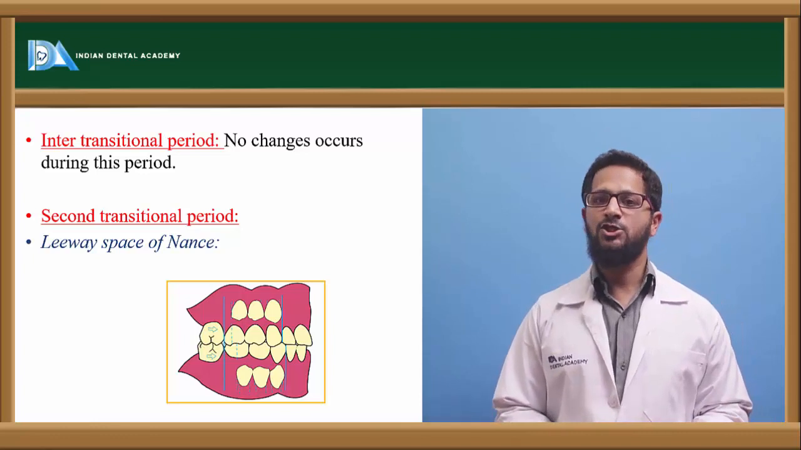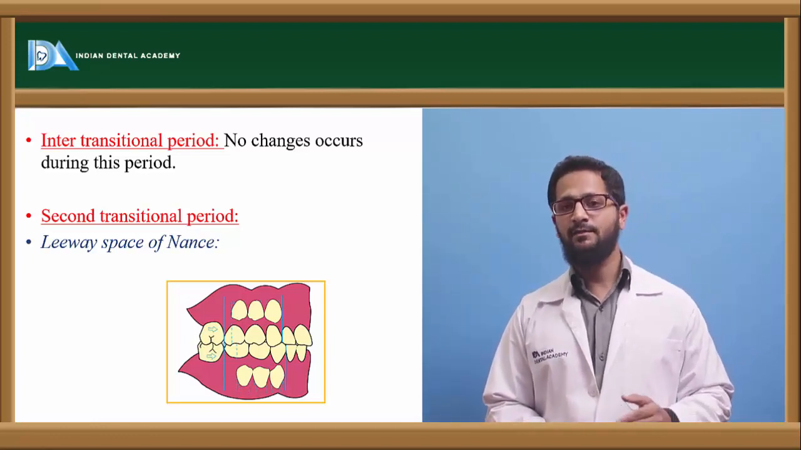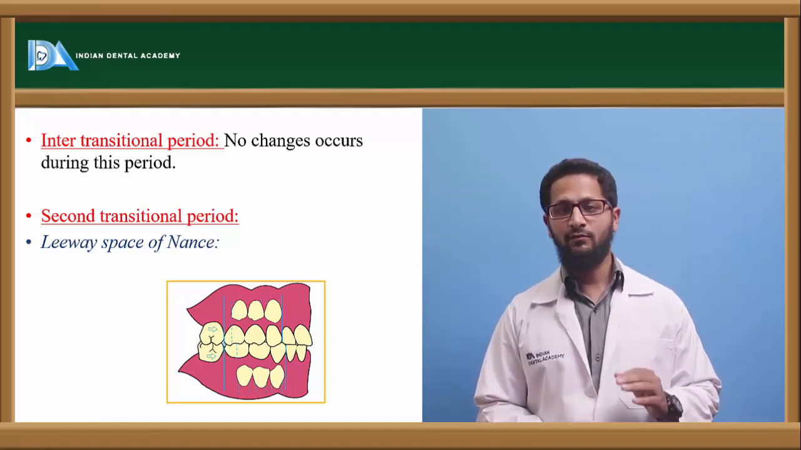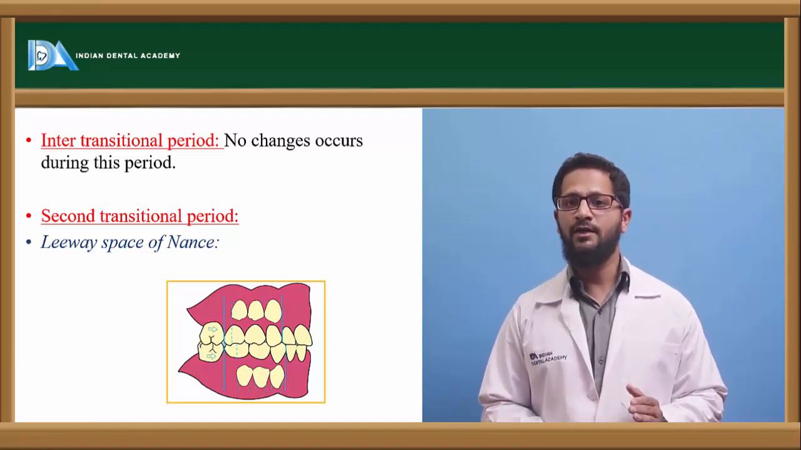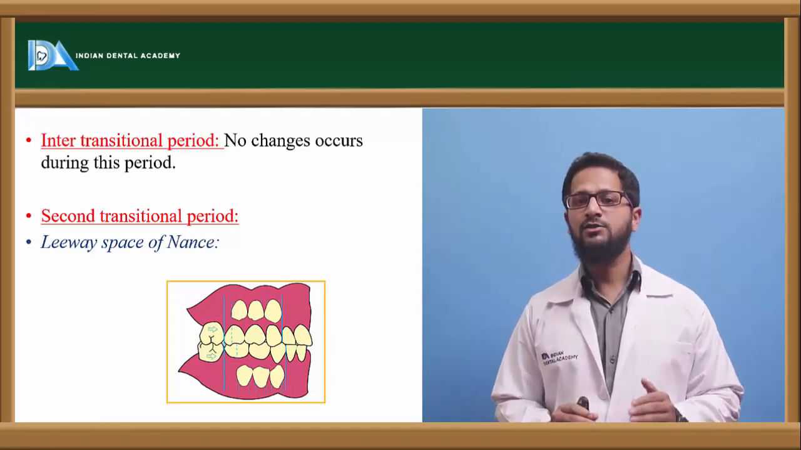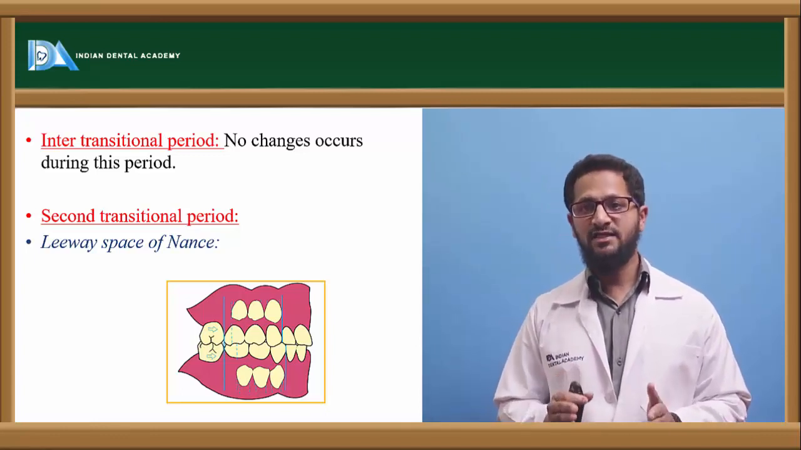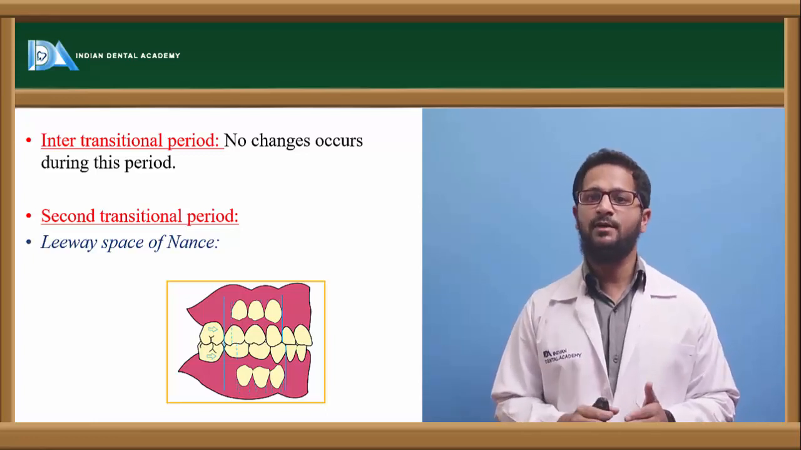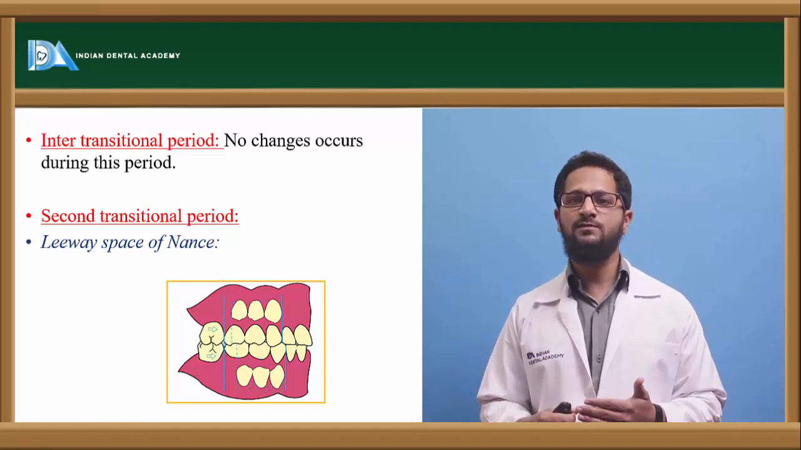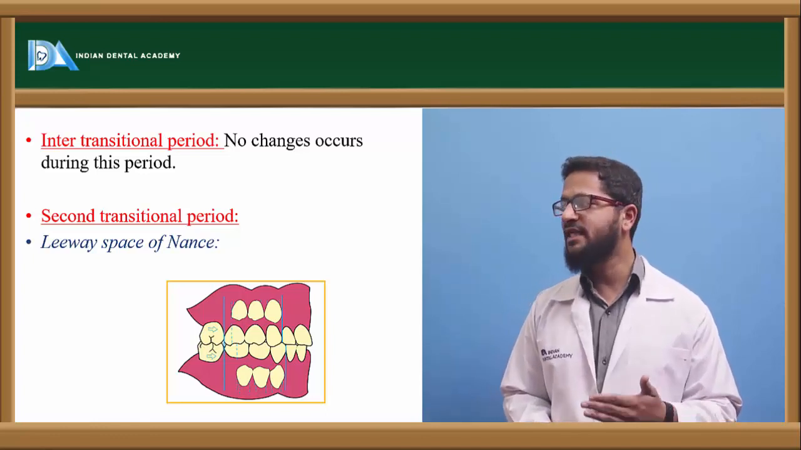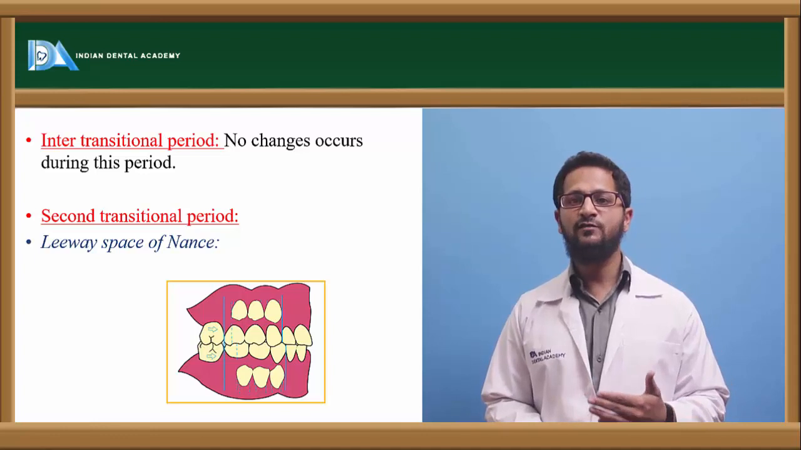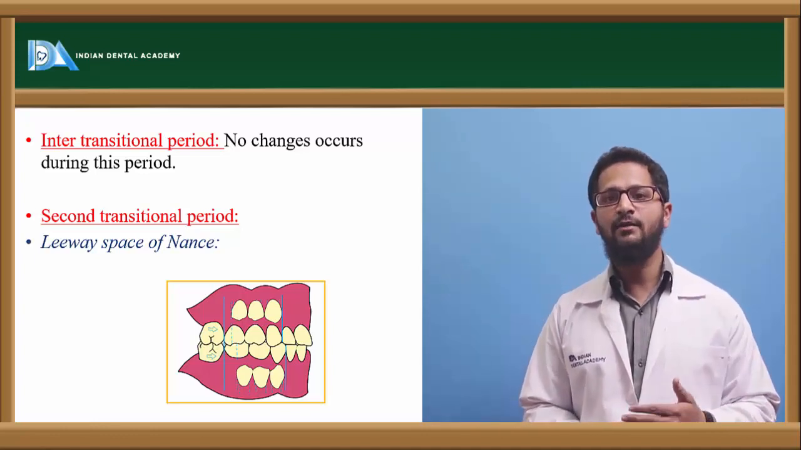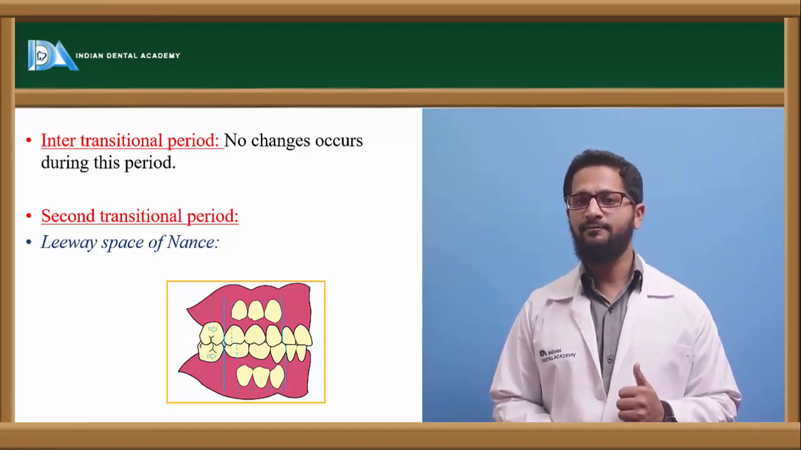Next, coming to second transitional period. The second transitional period is characterized by exchange of deciduous molars and canines with permanent premolars and permanent canines. Here also the mesiodistal width of deciduous canines and deciduous molars is comparatively more when compared to permanent premolars and permanent canines. So there is surplus of space present. This surplus of space is called the leeway space of Nance. The leeway space of Nance is more in the mandible when compared to maxilla. It is about 3.4 mm in the mandible and about 1.8 mm in the maxilla.